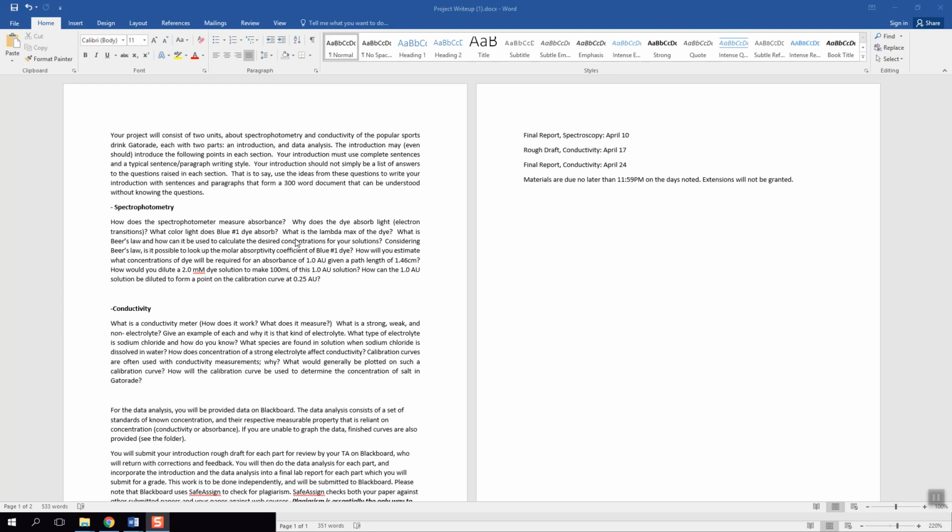The questions are there as a guide to basically give you some idea of what you might want to write about. So how does a spectrophotometer measure absorbance? You could write several sentences on this topic, probably even more, and this is something you could pretty easily Google. So your introduction is going to be 300 words. You're going to analyze and answer these types of questions. So that's basically that. You're also going to have one for conductivity.